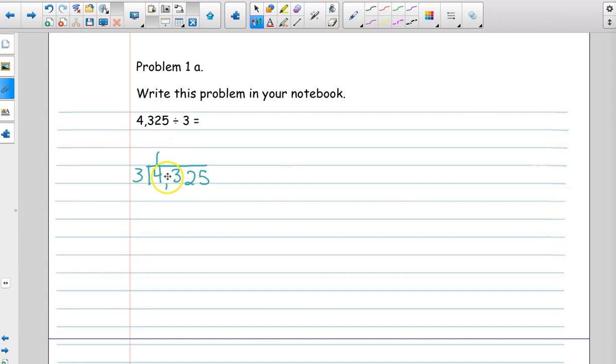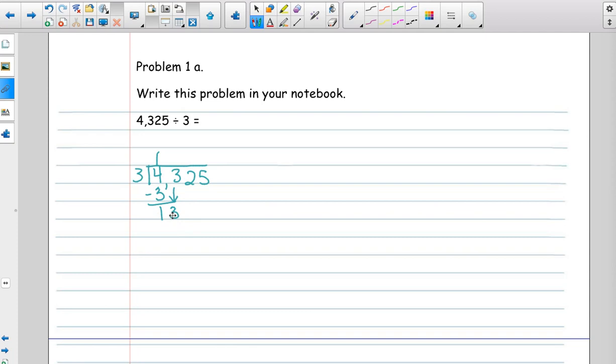And so what multiplication sentence tells you how many of the thousands we distributed are used? We used 3 went in one time. That's 1 times 3. So we used 3,000 of that. And we're going to subtract, and we're going to have 1. And since we have 1,000 left over, we're going to bring down the 3 and turn it into hundreds. So now we have 13 hundreds.